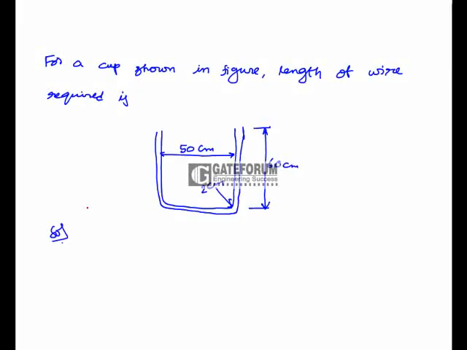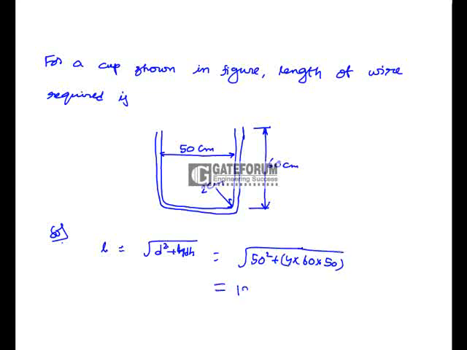For a cup shown in the figure, the length of wire required is. So here is the given diagram, 50 cm of diameter and 60 cm of height. For this case, the length of wire required is equal to d square plus 4dh, where d is the diameter of the cup and h is the height of the cup. Here d is 50, so 50 square plus 4 into 60 into 50. So it gives a value of 120.4 centimeters.